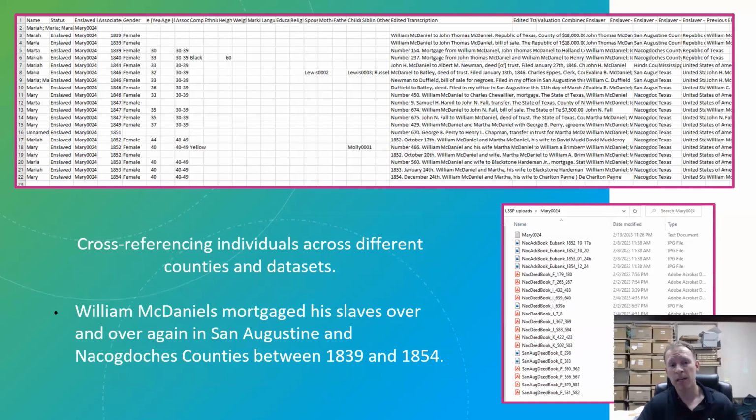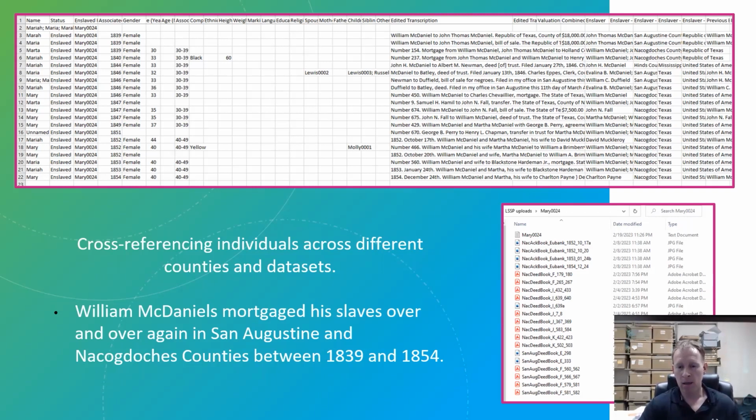The example on this page is for Mary. She is the person that I have the most records for. Her enslaver, William McDaniel, mortgaged her almost every year from 1839 to 1854. So we have a mortgage for her year over year over year. By working with this data so closely, I can say, okay, this is the same person. This is not, in this case, 20 different people. This is the same person, and I'm seeing their name in the record, and I can put all that information together so that a researcher wouldn't have to do that.